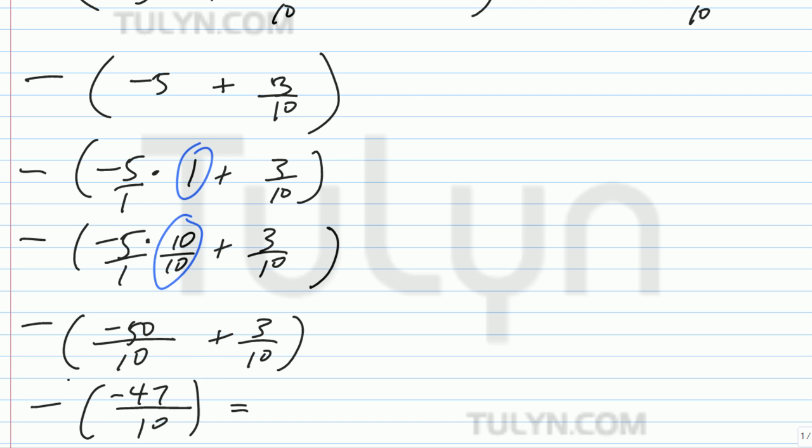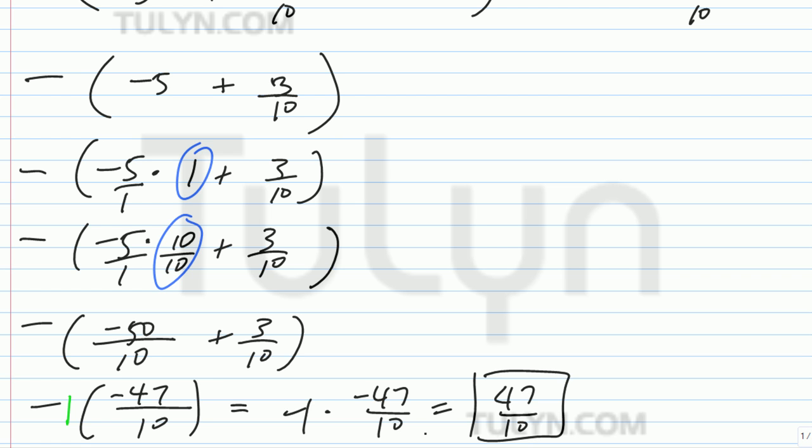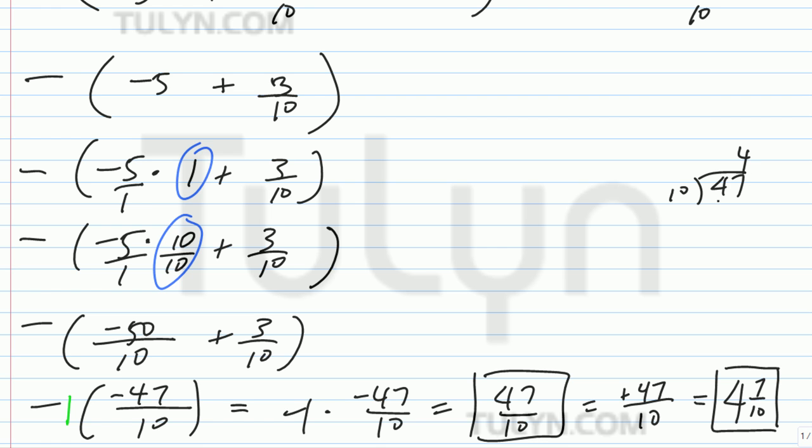Now remember that when you have a negative outside, it changes the sign of anything inside the parentheses. So there's really an imaginary 1 here. So let's do that. -1 times -47 tenths will be equal to 47 tenths. So the negative times the negative will give you a positive, right? So it can be equal to positive 47 over 10 as well. As a mixed number, it will be equal to 4 and 7 tenths. As seen right here, 47 divided by 10 goes in 4 times, right? And 4 times 10 is 40, so 47 minus 40 is 7, and it'll be 4 and 7 over 10.